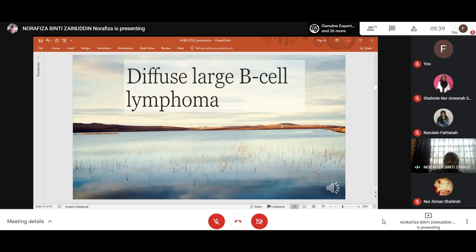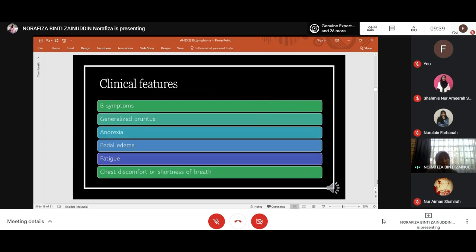We move on to the next NHL, diffuse large B-cell lymphoma. This one is ranked first in the US, the most common type of NHL. The patients affected are usually around 65 years of age, and it has a slight male predominance.